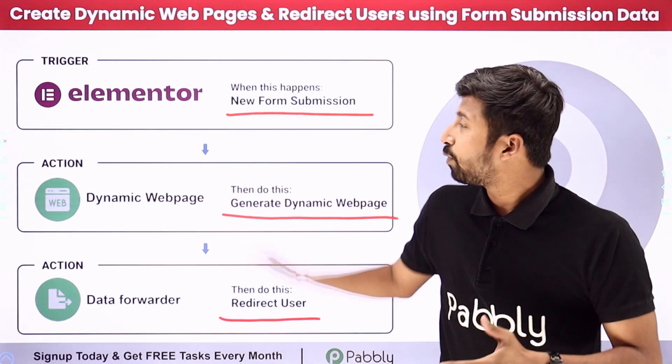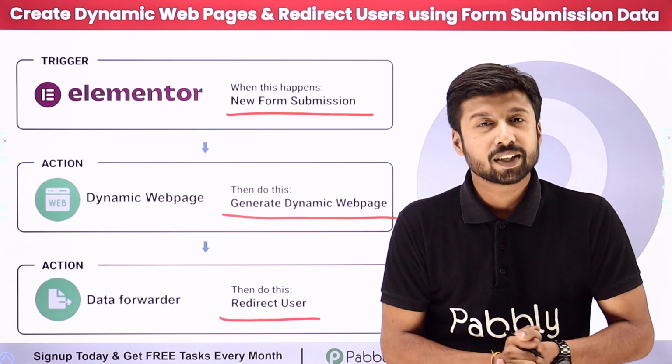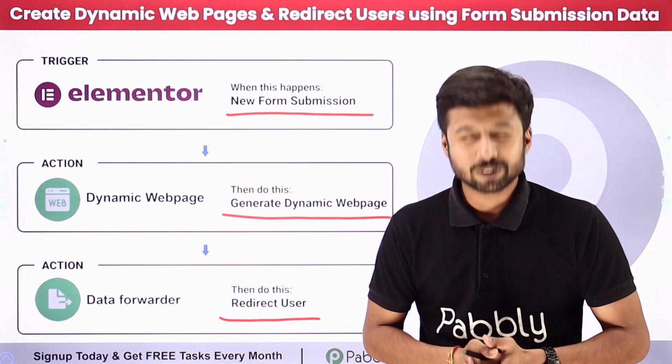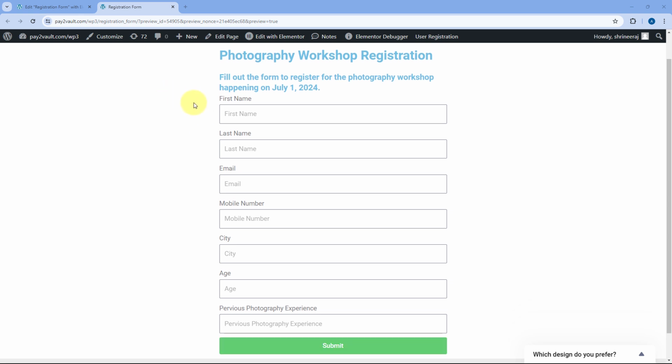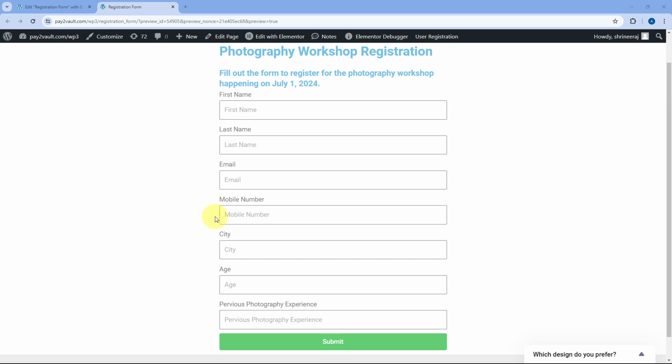Now, if you want to learn how you can set up all of this automation by yourself, just come with me to my screen. As you can see, this is the form which I have created using Elementor. Now I want that whenever someone fills this form and submits it, that same person is redirected after the form submission to a dynamic web page. By dynamic web page, I mean the details which they have entered in this form, I want to add to the redirect page.